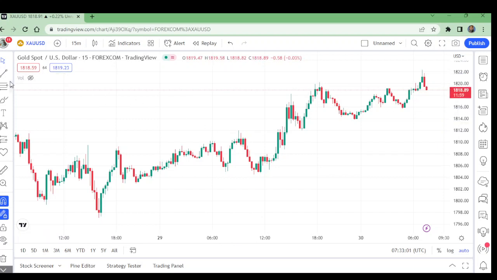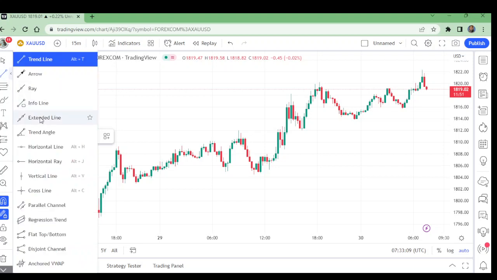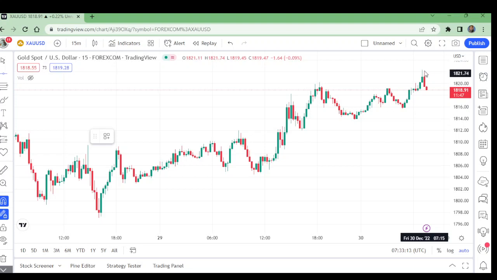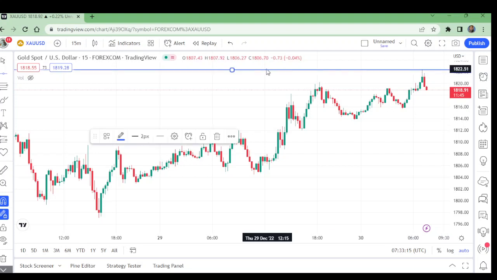Gold is rejected and lost its upward move. Now it is high time to sell for intraday trading. On the 15-minute time frame, this has been rejected.